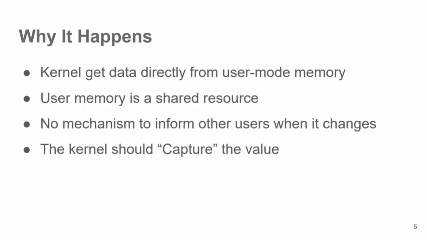Let's think about why it happens. I think it's because the kernel gets data directly from user memory twice, and user memory is a shared resource. So when other threads change those memories, there's no mechanism to inform the kernel or other user threads when that happens. The right way to do it, especially for the Windows kernel, is to capture the value, which means copy the value and make its own kernel copy. So no matter how many kernel functions need to use this value, it only uses its own kernel copy, so it won't be changed by other threads.